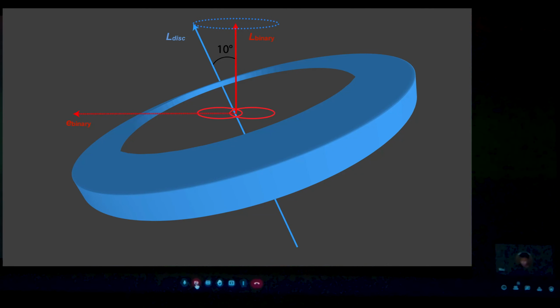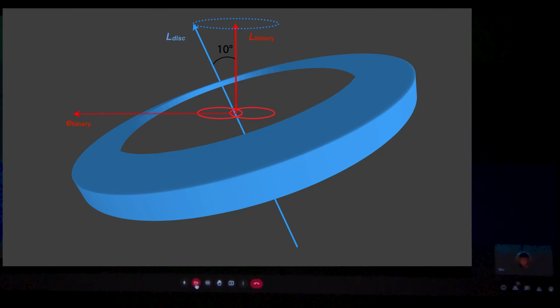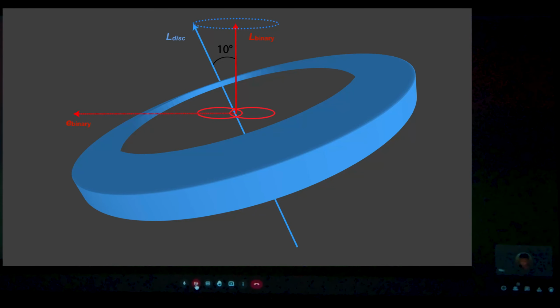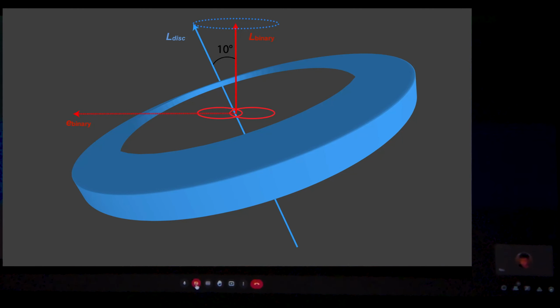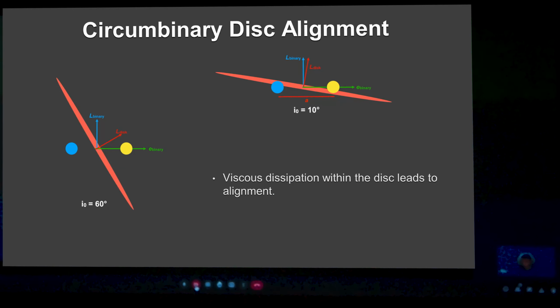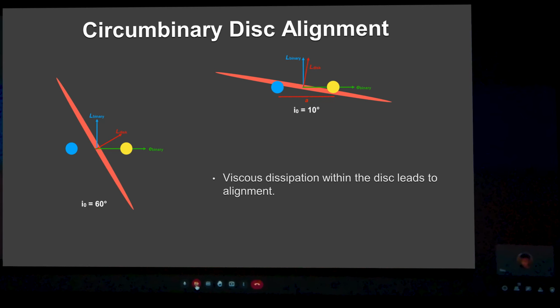And so when we observe a lot of these misaligned disks, they won't stay misaligned. They're not stable that way. So they tend to undergo alignment because the disk is viscous, it leads to viscous dissipation, and the disk will align to a stable configuration. There's two types of stable configurations. If your disk is highly inclined, the angular momentum vector of the disk will tend to align to the eccentricity vector, and we end up with a polar disk.